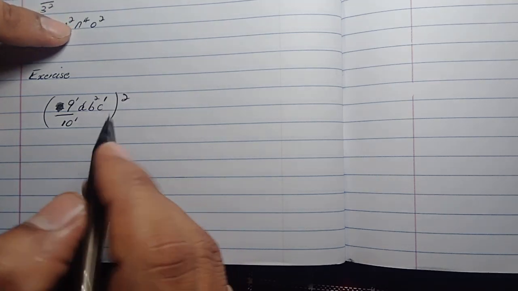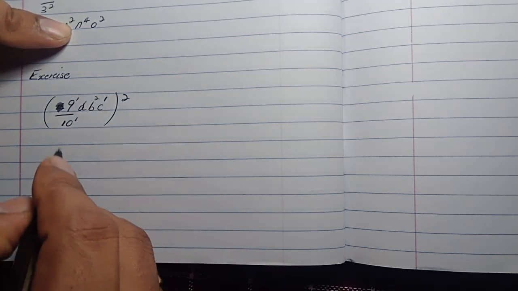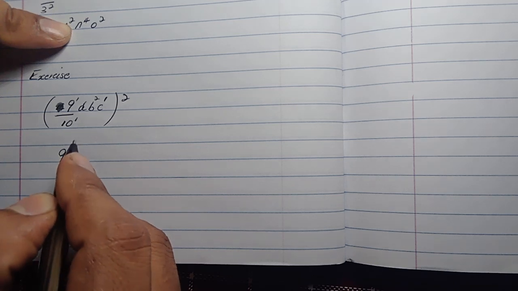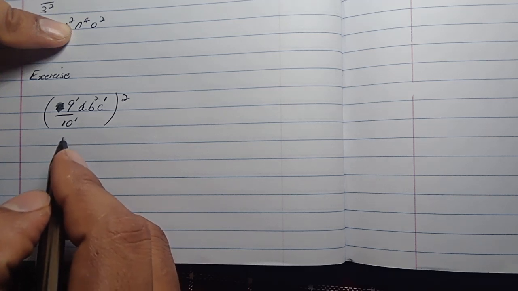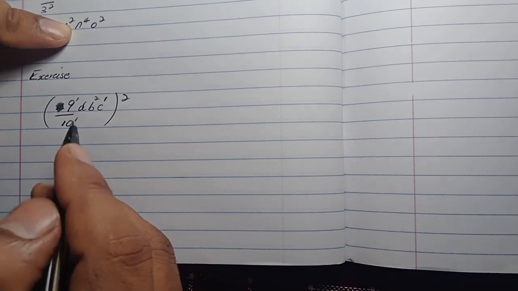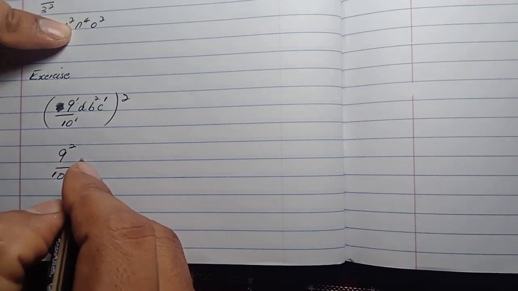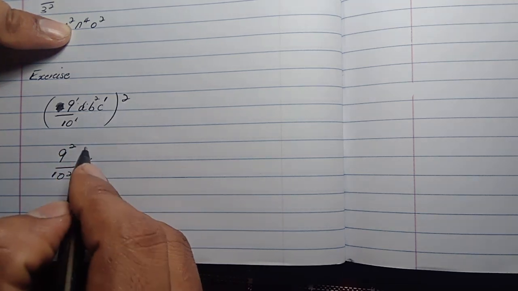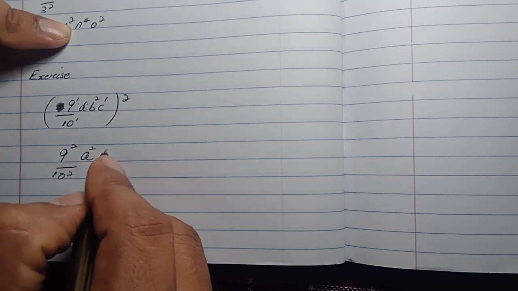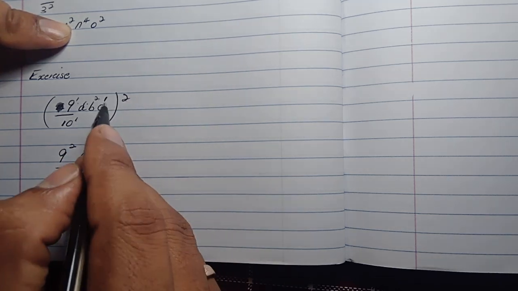Of course, power to power, we multiply all of the powers by the power outside. So 9, I'm not going to write 1 times 2, I'm just going to put the answer. 1 times 2 is 2. 10, 1 times 2 is 2, 10 squared. a, 1 times 2 is 2. b, 2 times 2 is 4. c, 1 times 2 is 2.